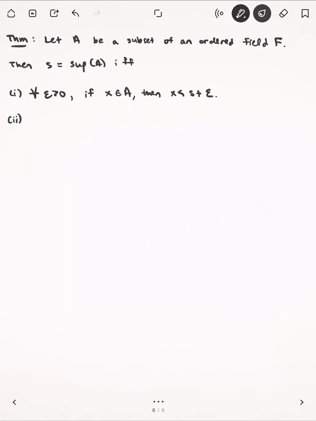And secondly, for all epsilon bigger than 0, there exists a y in that set A such that y is bigger than s minus epsilon. So this is an interesting one because no matter how small you take epsilon, you can take epsilon to be arbitrarily small. If you take away that small amount from the supremum, you're going to find an element in that set which is bigger than that decreased amount. So it's pretty cool.